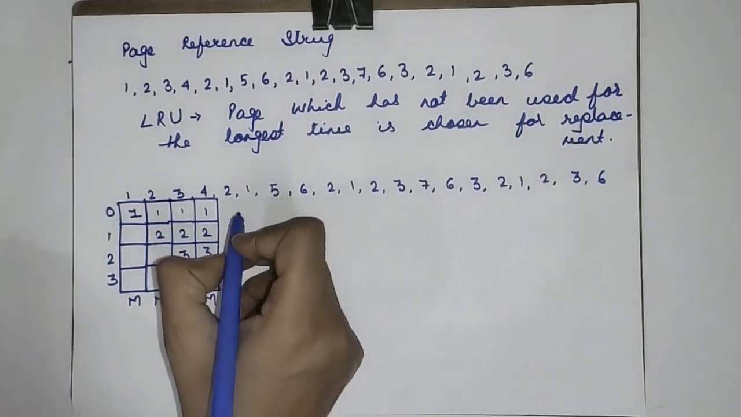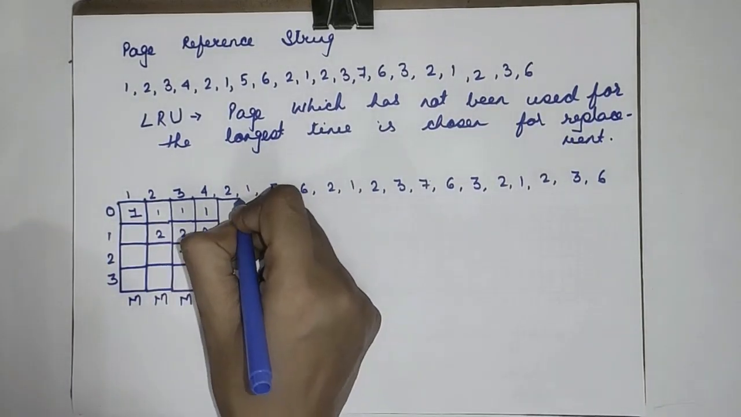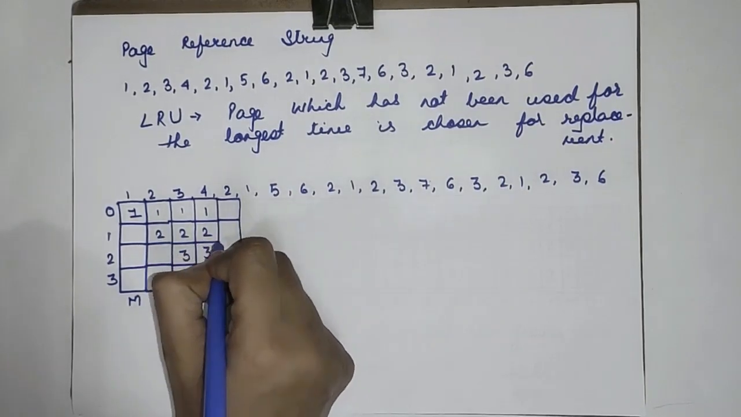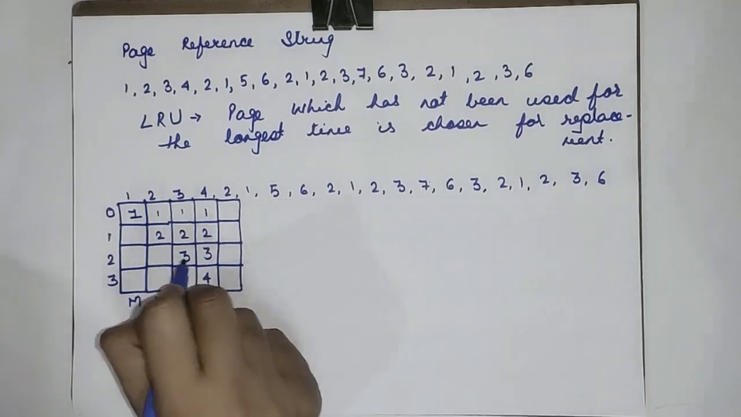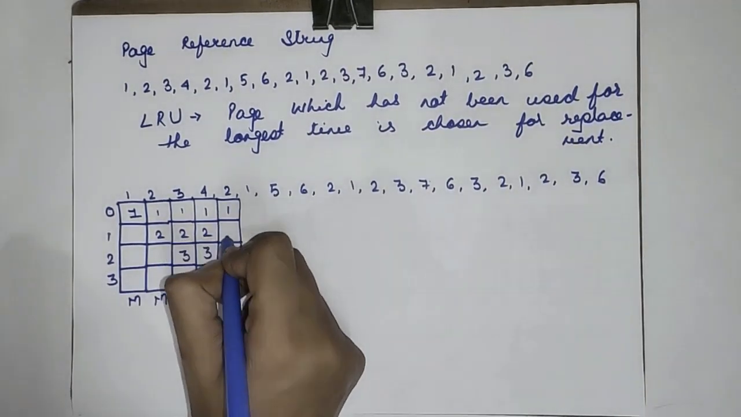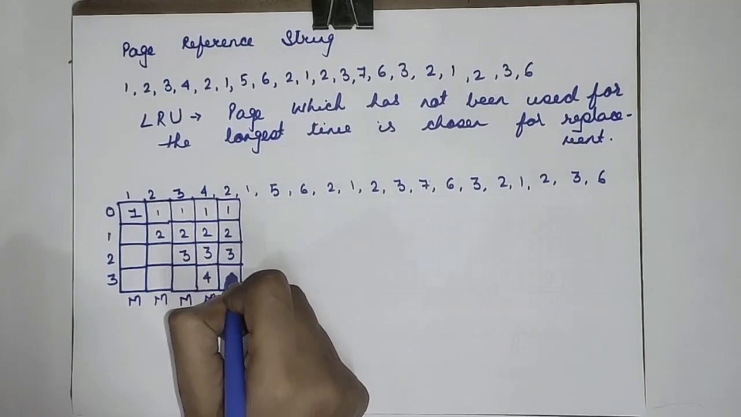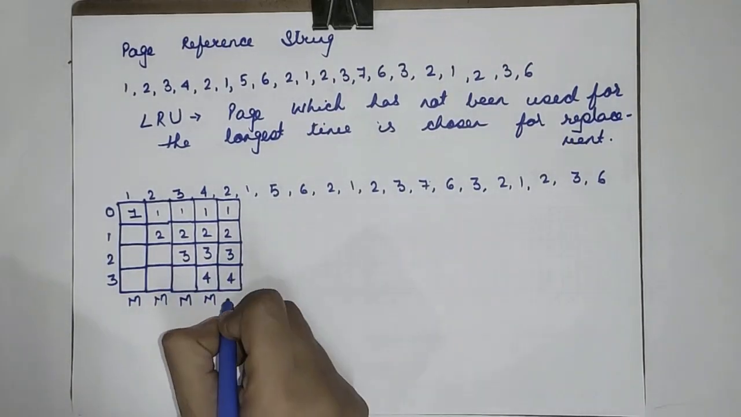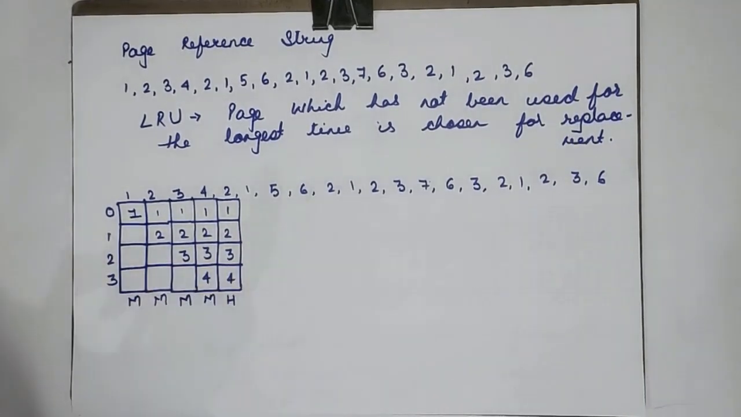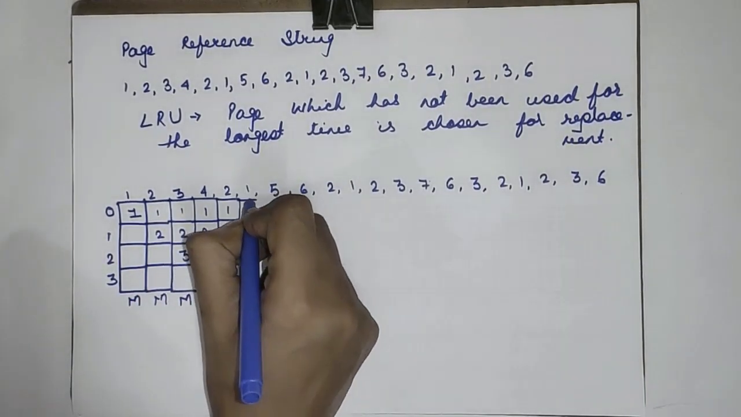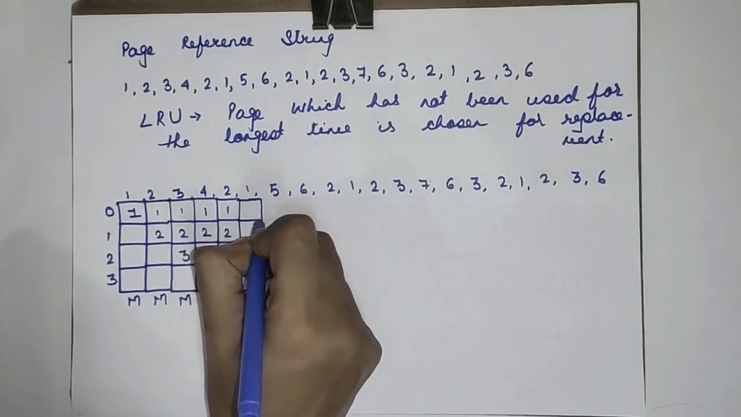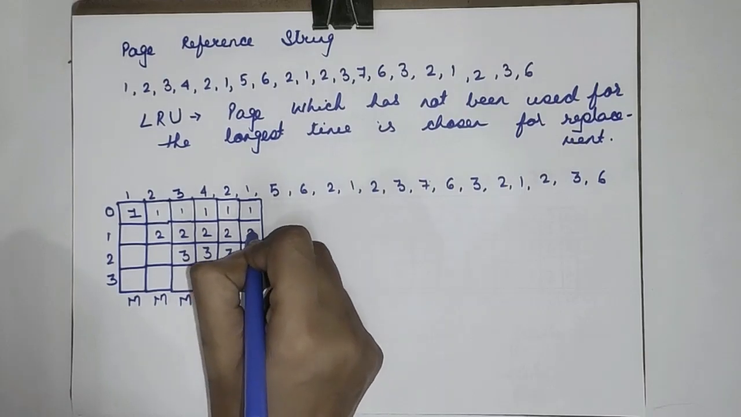But now I need page 2. So I'll check whether 2 is already present in memory. So 2 is already present in memory. So there is no difference in configuration. There is a page hit. So no difference from the past here as well. So again I need 1. 1 is already present in memory.